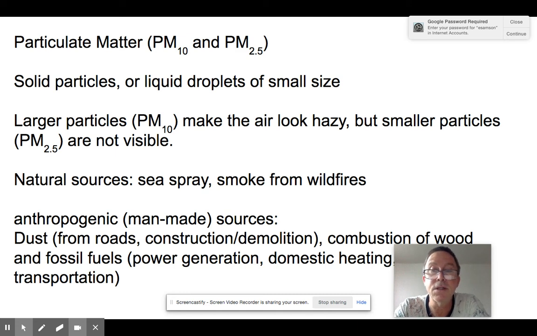Another thing that produces it is combustion of wood and fossil fuels. So burning gasoline, burning coal produces these, sometimes as solid particulates, sometimes as liquid droplets in terms of sulfur dioxide or nitrogen dioxide. They're both their own pollutant, but they're also particulate matter in terms of little liquid droplets that are super small. But the main sources that we're probably concerned with are power generation, domestic heating, and transportation. These are the main things that we have some control over that are putting this in the atmosphere.